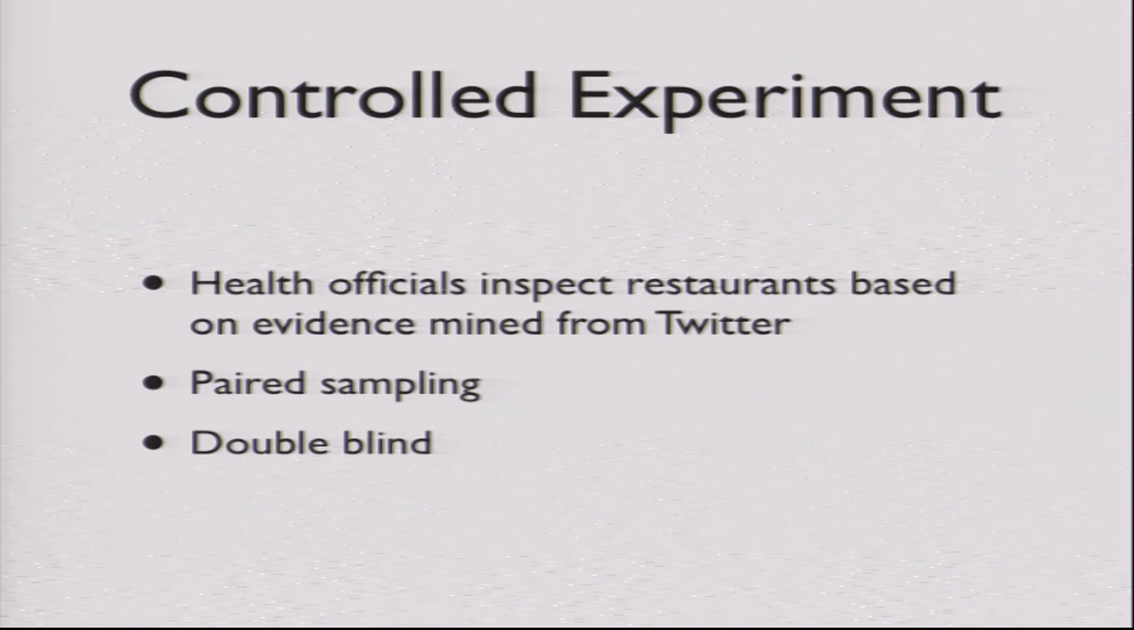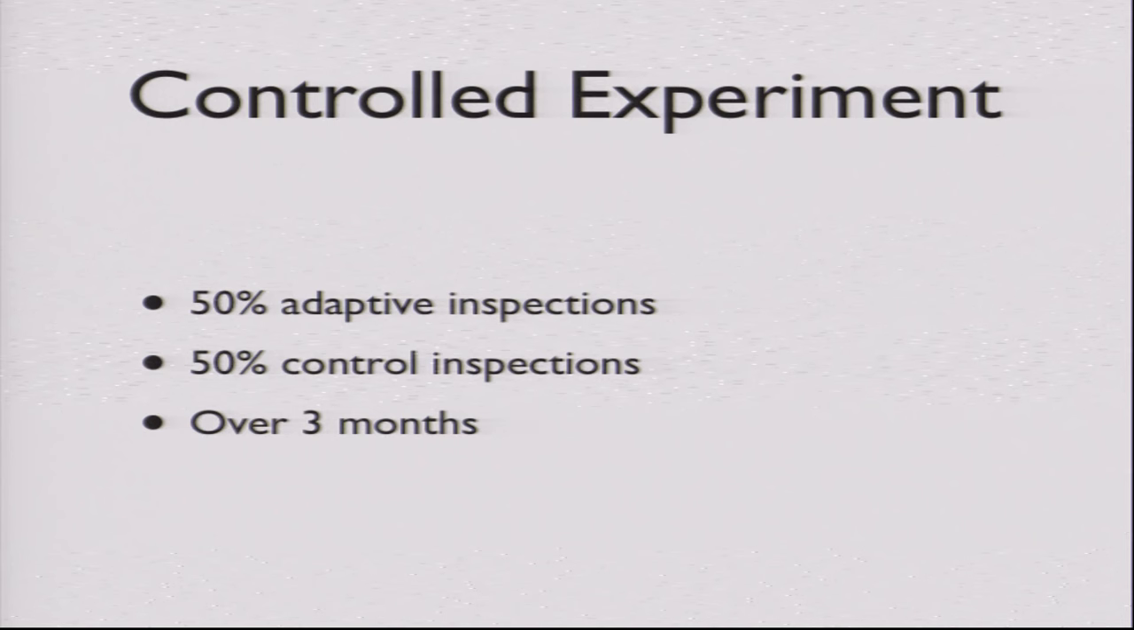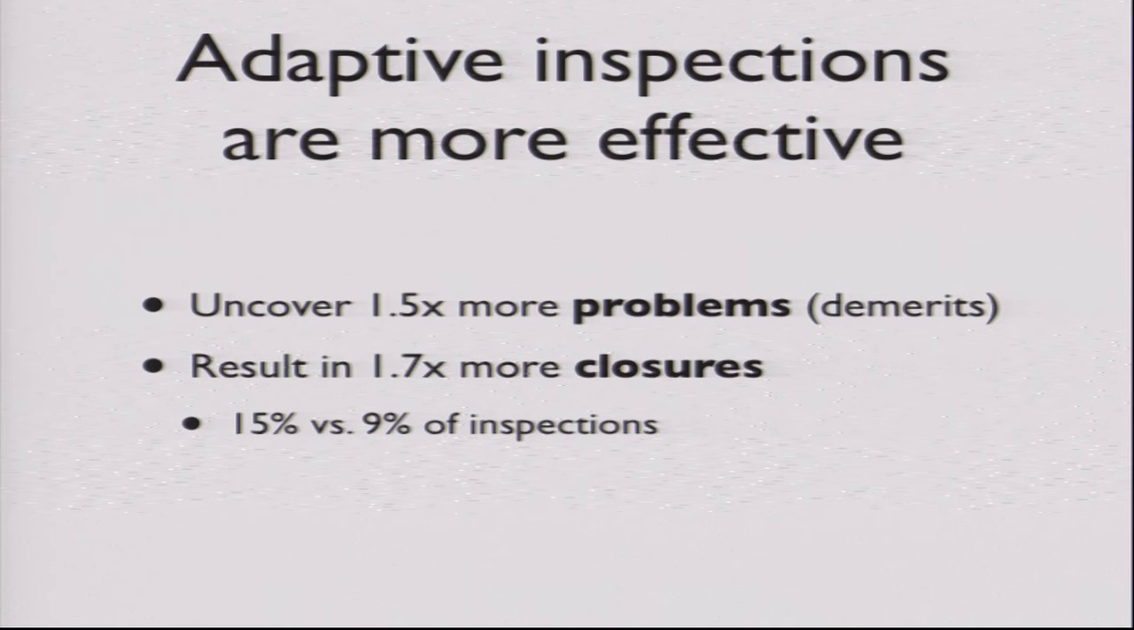Okay? And we ran this over 3 months, half and half adaptive and whatever they were doing before. And you can see that the adaptive inspections are 50% more effective in terms of the number of violations they find and the number of venues they close. So that was quite a boost, because that means now you can expect 50% more of the city because your workforce is more efficient. And that reduced the infections in Las Vegas.